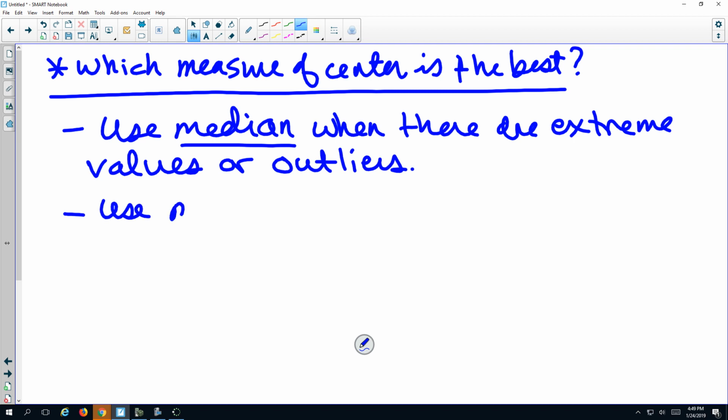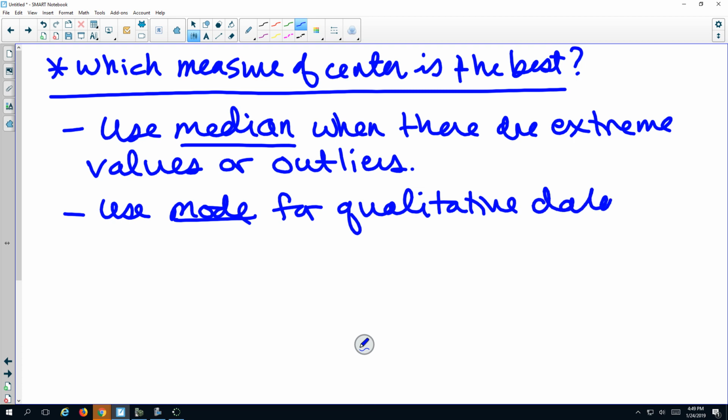Use the mode for qualitative data. If you have qualitative data, you can use the mode. You can't use the other 2 at all. So that's the only one you got left.